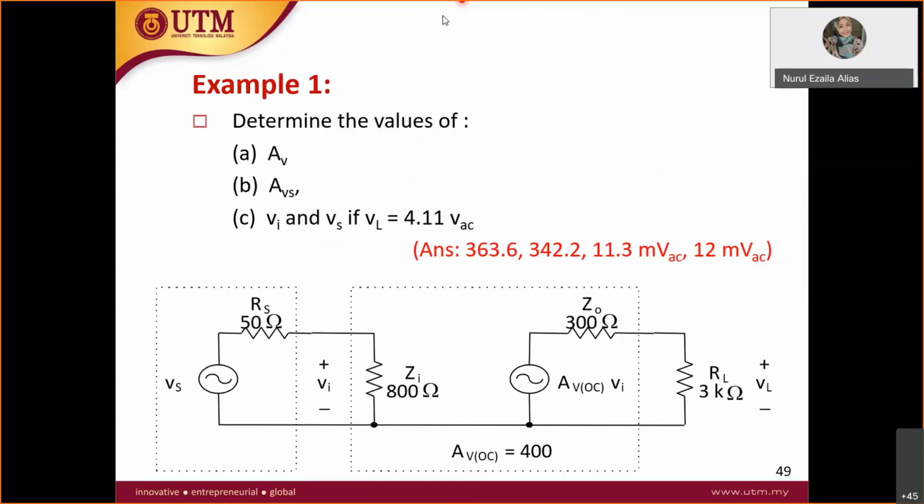Madam, what is the value of VS? No, no, VS, you can cancel out the VS. Okay.